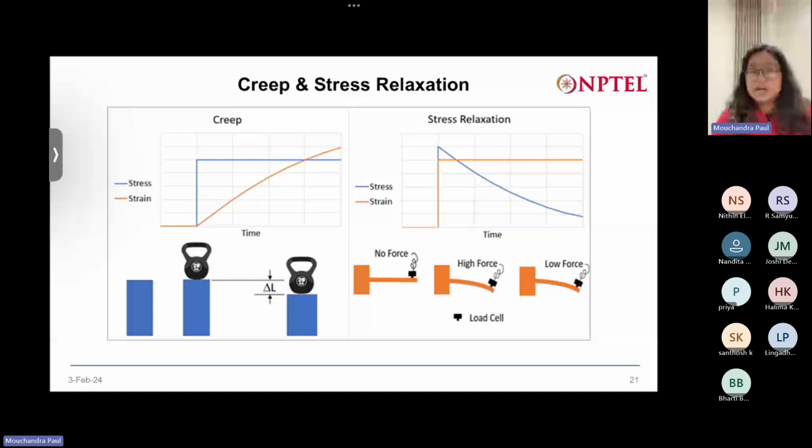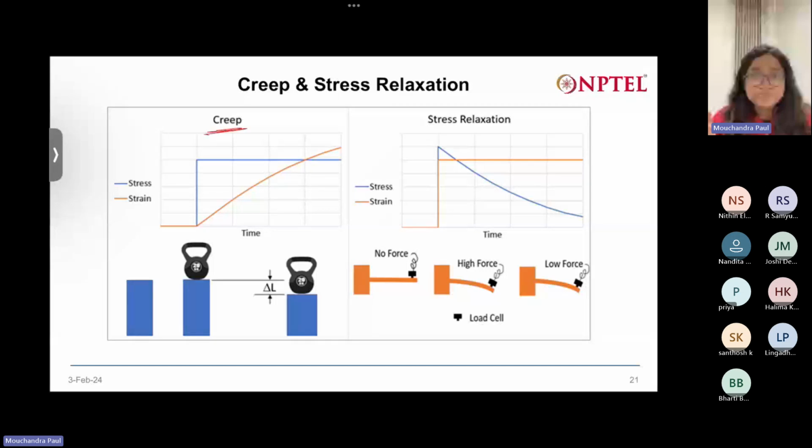And for viscoelastic materials, we define two important characteristics. One is creep, another is stress relaxation. So if a piece of polymer is under some constant load, meaning the amount of stress generated in it is constant, but in presence of that constant stress the change in length is increasing, then we call that particular phenomenon creep.